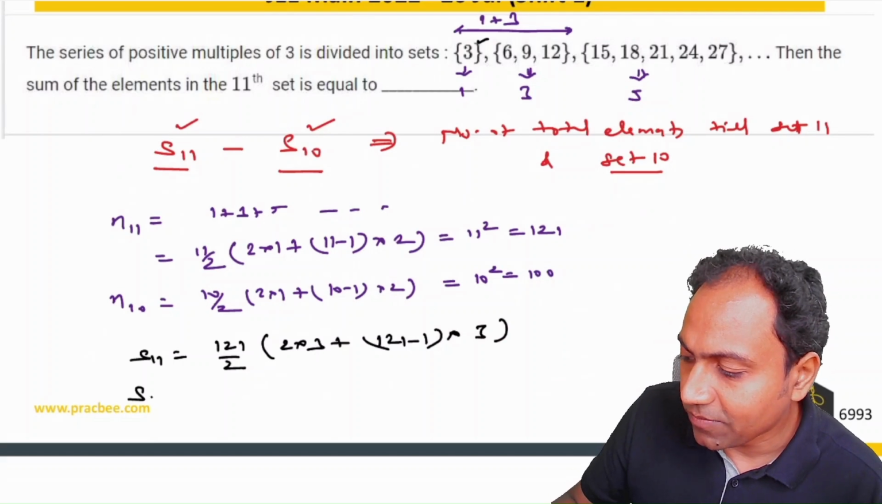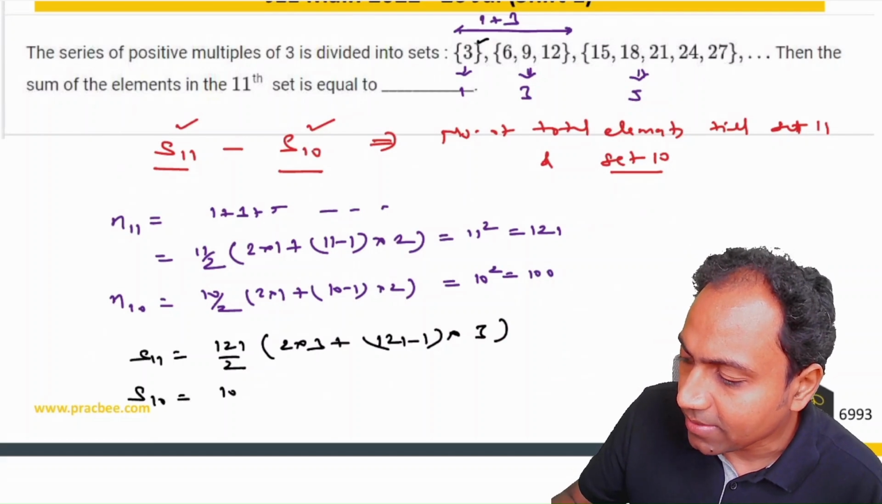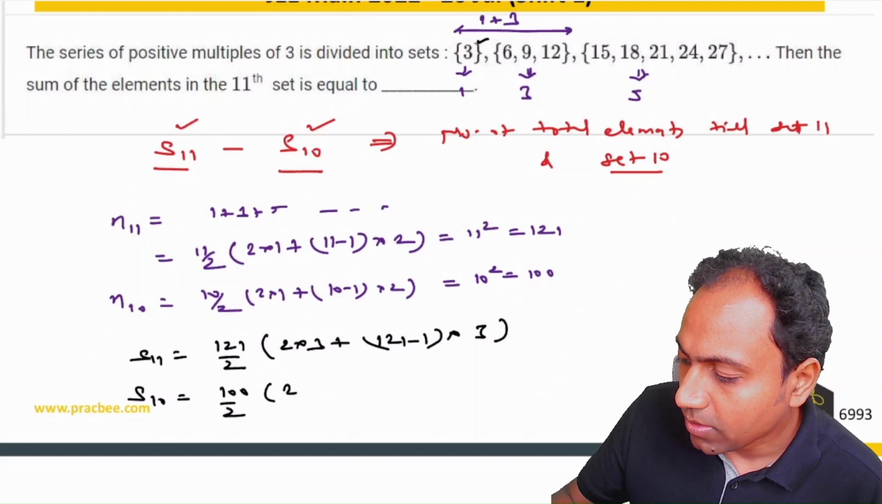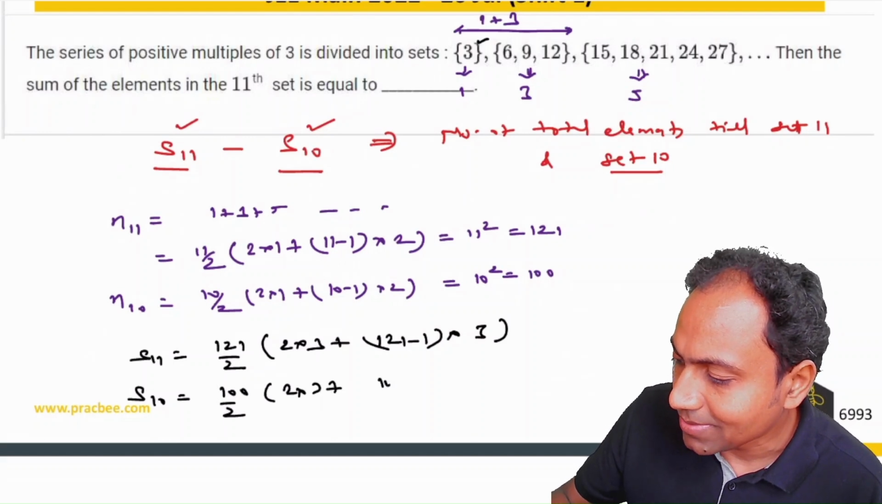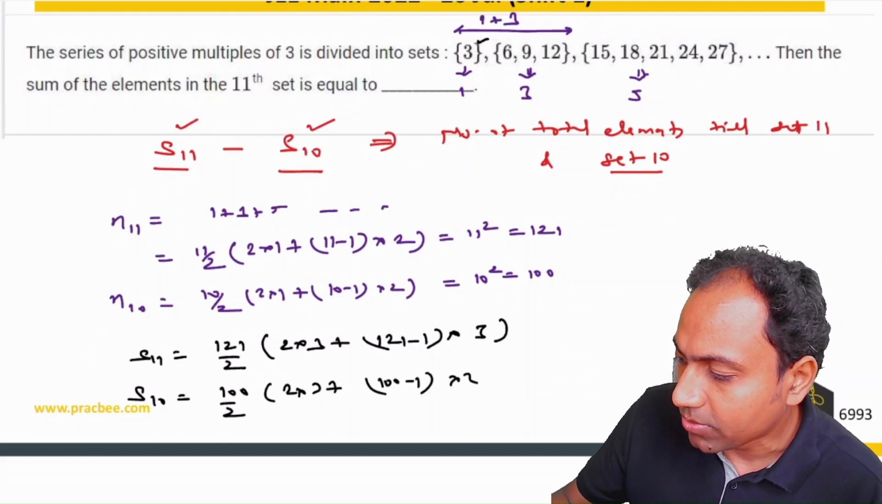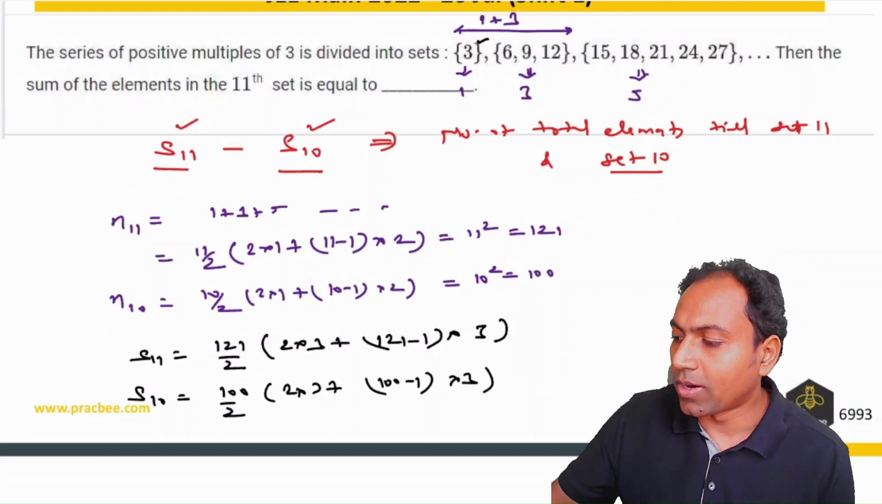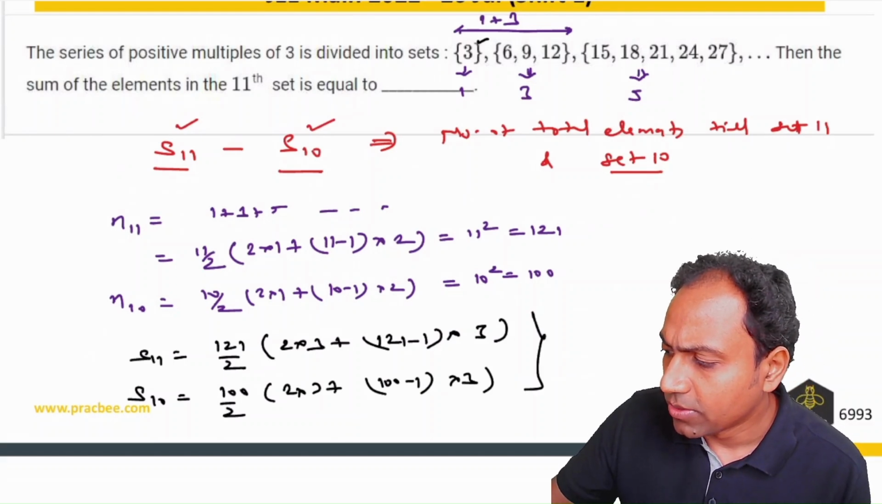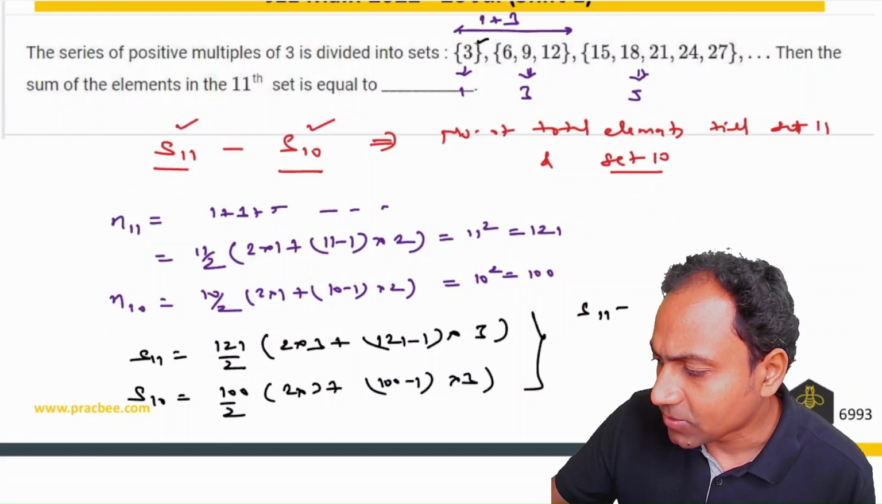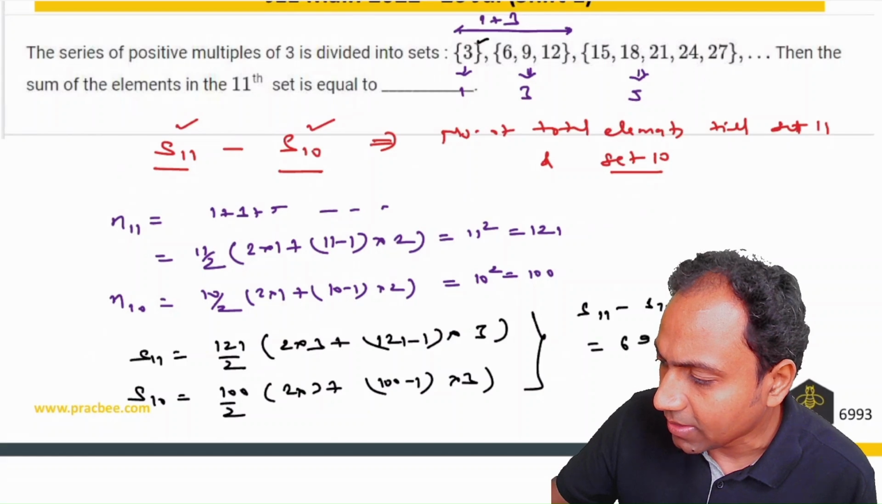And similarly, we can find S10 by writing 100 by 2 into twice of A plus 100 minus 1 into 3. Once you have got this, you can do this calculation. You can take this S11, subtract S10 from it, these two values, and the answer comes out to be 699.